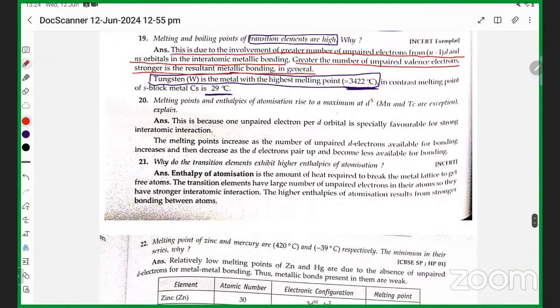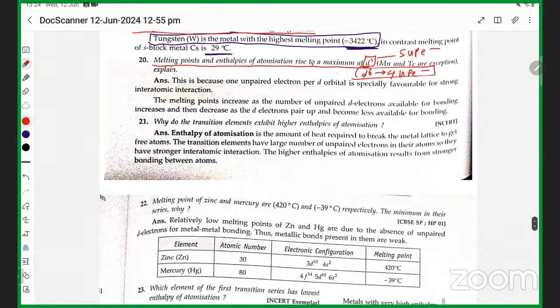Next question: the melting point and enthalpy of atomization rise to a maximum at d5, increasing up to d5. The reason is the number of unpaired electrons. Then d6 has 4 unpaired electrons, while d5 has 5 unpaired electrons. So after d5, the melting and boiling points decrease. The reason is that the number of unpaired electrons also decreases. Got it?